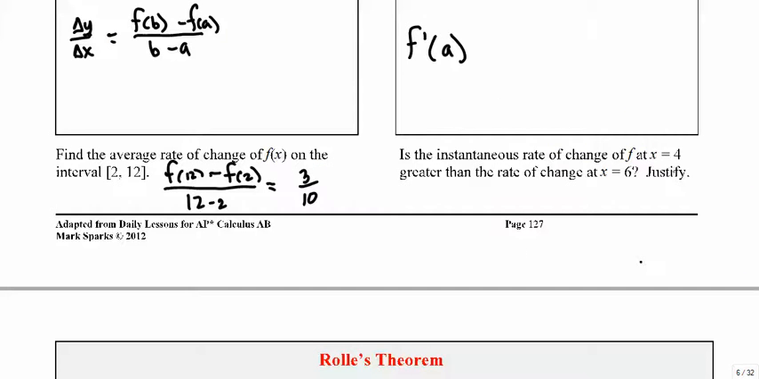All right, so it says justify: the slope at x equals 4 is steeper, therefore greater. Okay, that's probably good enough.